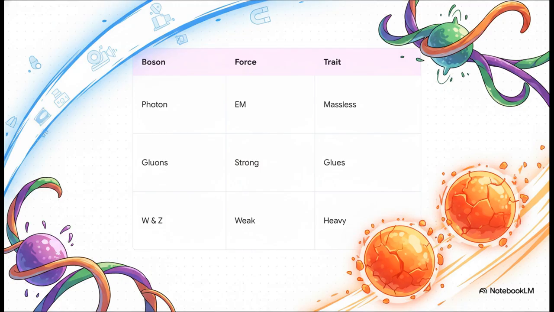Finally, the W and Z bosons. These guys carry the weak nuclear force, which is responsible for radioactive decay and actually kickstarts nuclear fusion in our sun. But unlike photons and gluons, the W and Z bosons are absolute units. They are incredibly heavy, roughly 100 times heavier than a whole proton.